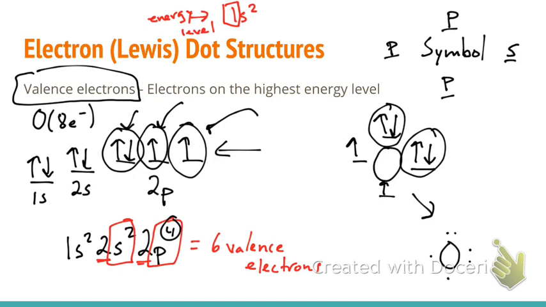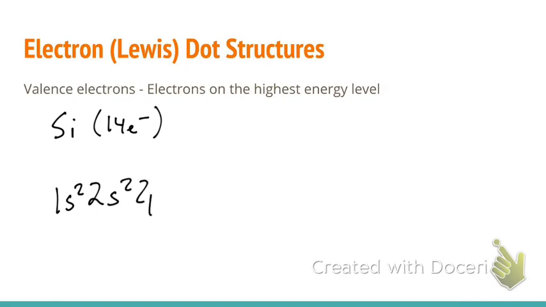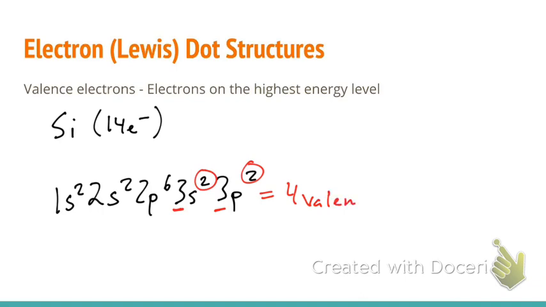So you can press pause. Silicon has 14 electrons, so what I do is I just write out the electron configuration. Now I identify my valence electrons. Here are my highest energy levels. I have 4 valence electrons, 2 s's and 2 p's.